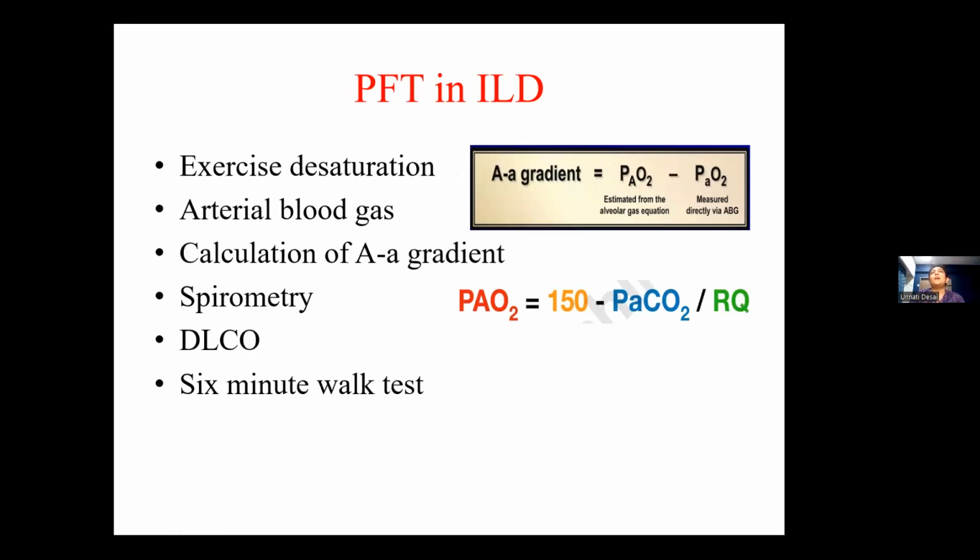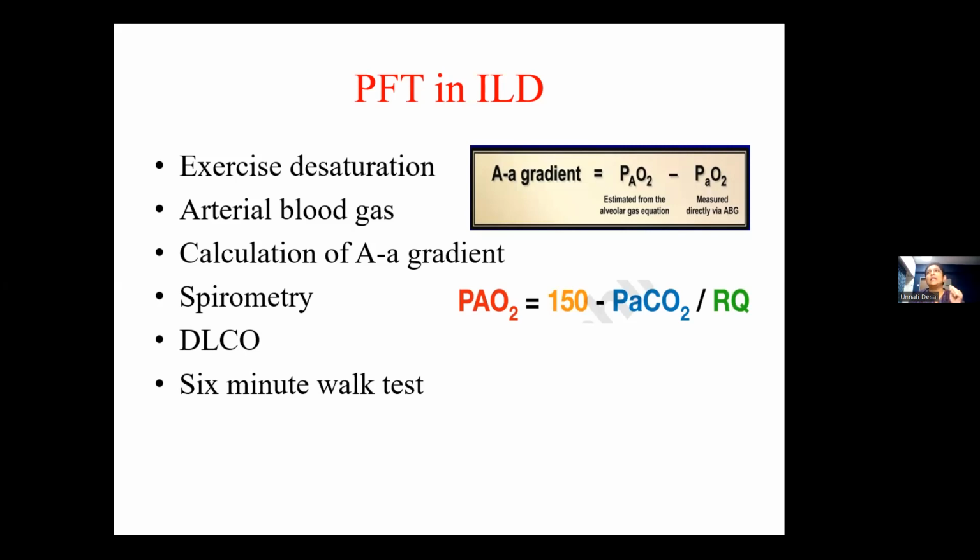Okay. After the lab investigations comes a pulmonary function test. Mind you, pulmonary function test starts from a simple pulse oximetry. So a pulse oximetry may be normal, or you may have baseline desaturation in an interstitial lung disease patient. You classically have exercise desaturation in an interstitial lung disease patient.